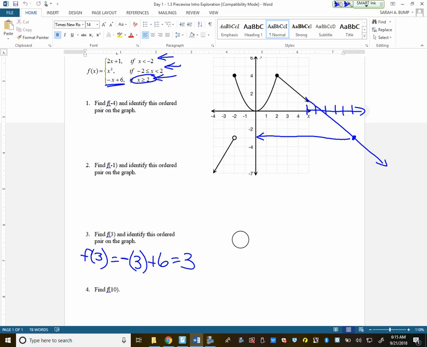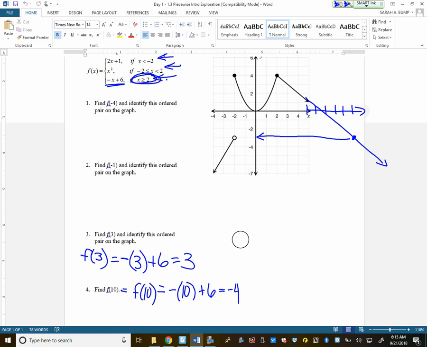So when I look at 10 and go back to my 3 restrictions up here, 10 is again greater than or equal to 2. So I'm going to sub it into the third piece. So f of 10 equals negative, and then input a 10 plus 6, and that'll equal -4, which is slightly different than what I estimated from the graph that I extended. So it's definitely more accurate to do it this way.